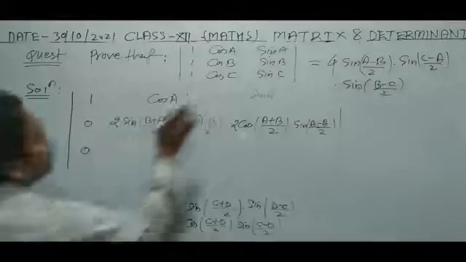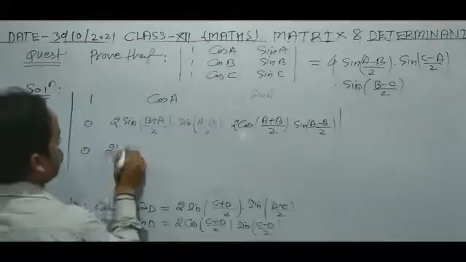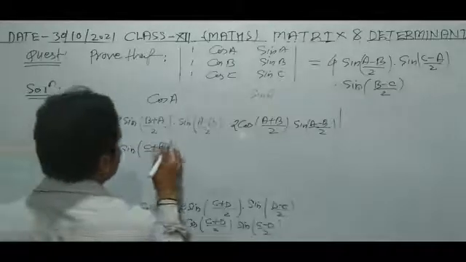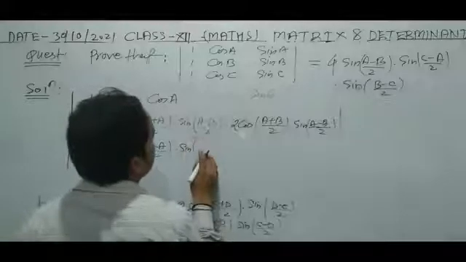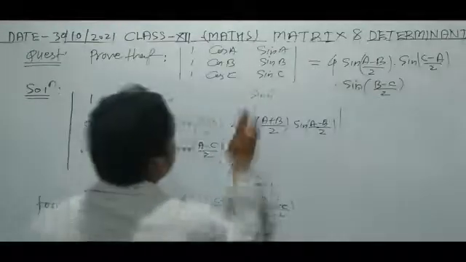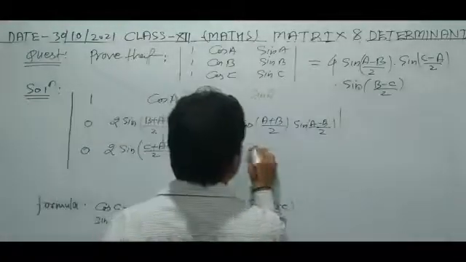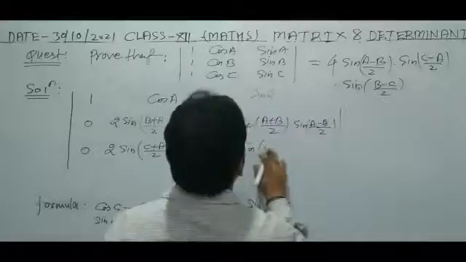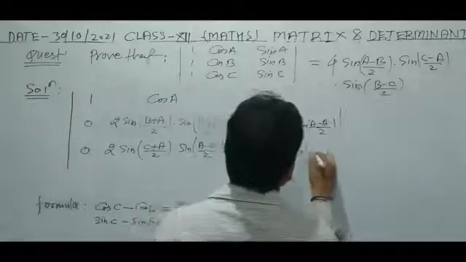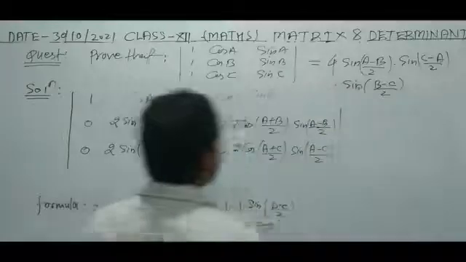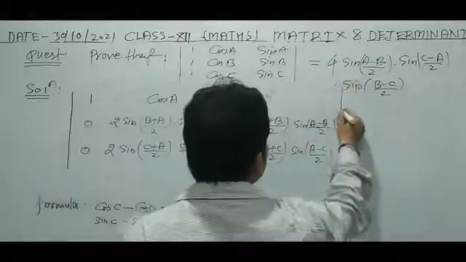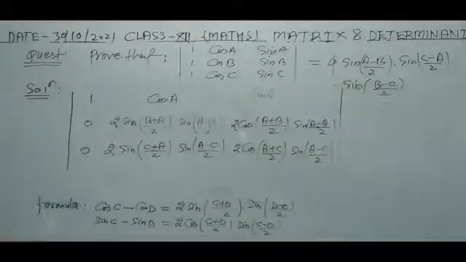The third row is 0, then cos C minus cos A, which means 2 sin of (C plus A) by 2 into sin of (A minus C) by 2, with 2 cos of (A plus C) by 2 into sin of (A minus C) by 2. Now this is the expression. We have used this formula.